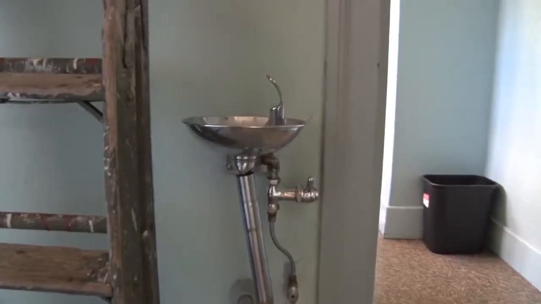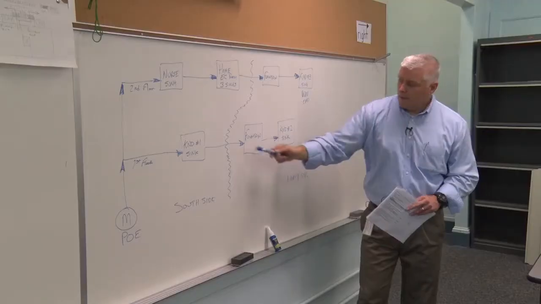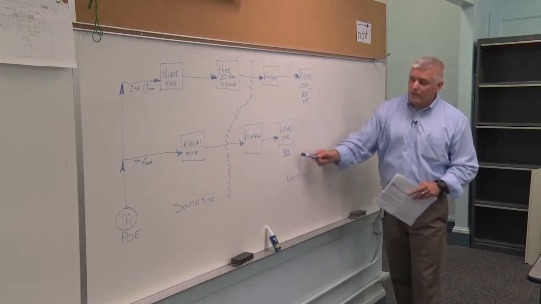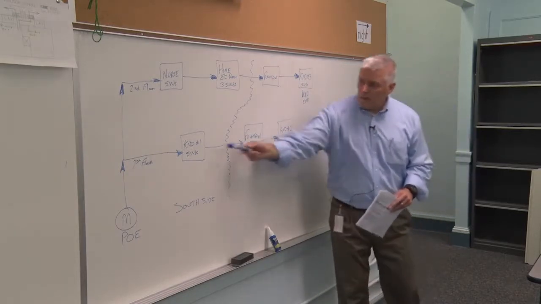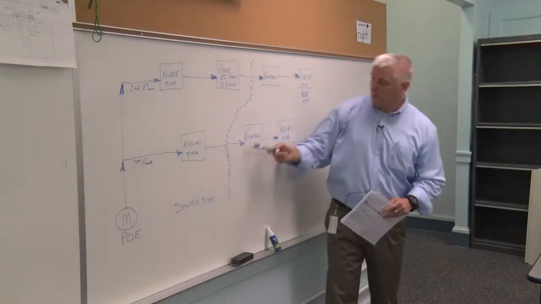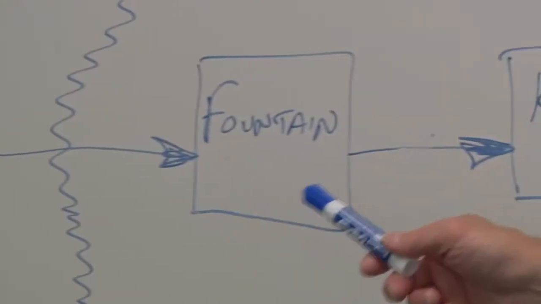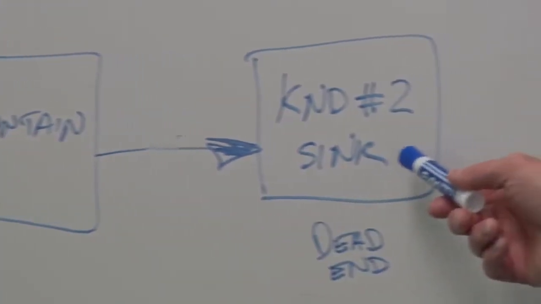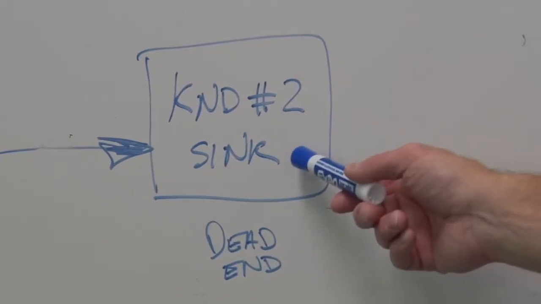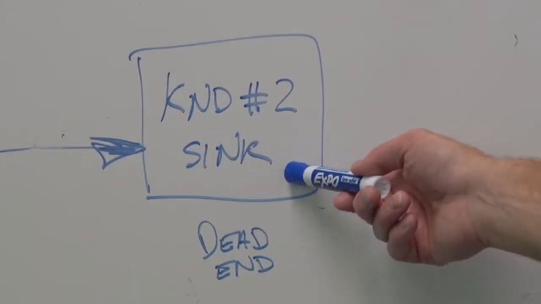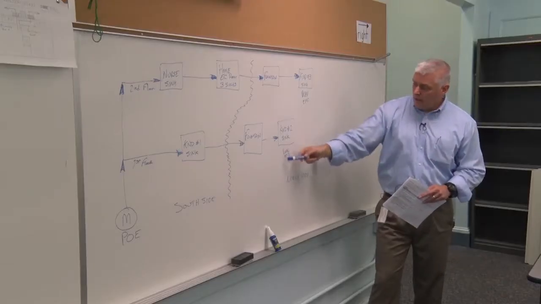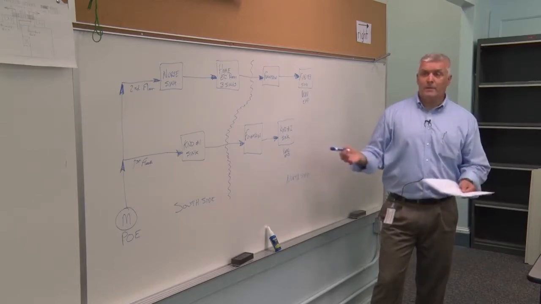The next location that we have on the first floor is the fountain. As you can see, this is all the way over on the north side of the building, which is probably about 30 feet away. So from this sink, we're about 30 feet to that fountain. Then from that fountain, it's another couple feet to kindergarten classroom number 2, where there's another sink that the children fill water bottles from. That is our dead end on the first floor. The dead end is where the water basically stops.